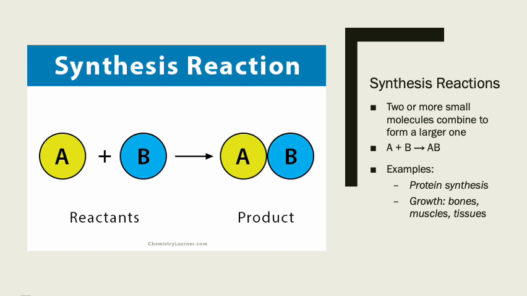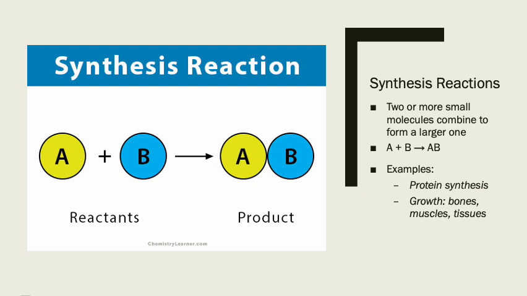The next type of chemical reaction is a synthesis reaction. The word synthesis means to build, make, or create. So anytime we're synthesizing something, we're making something. So a synthesis reaction is the opposite of a decomp reaction. So in a synthesis reaction, you're going to add two or more things together to make a bigger molecule. So in this situation, we have A plus B yields bonded AB.